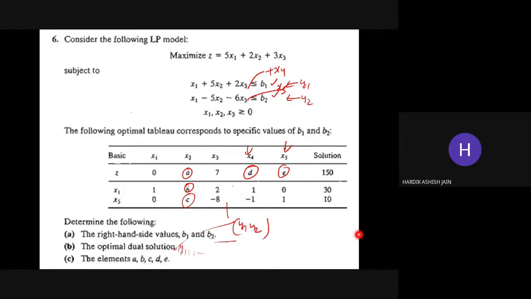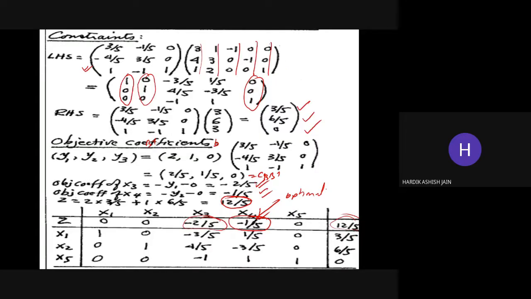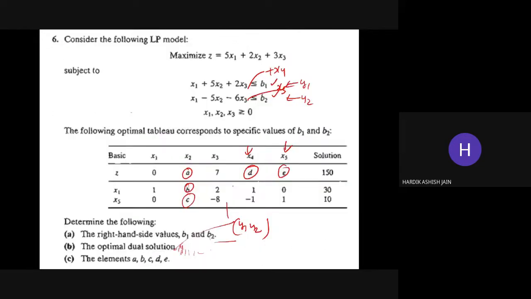We have two constraints of less-than type. It means we have to add the slack variables. So these are the slack variables. It means in the initial table, x4 and x5 are the initial basic variables, and for the optimal table, x1, x5 are the basic variables. Now you have to determine b1, b2.